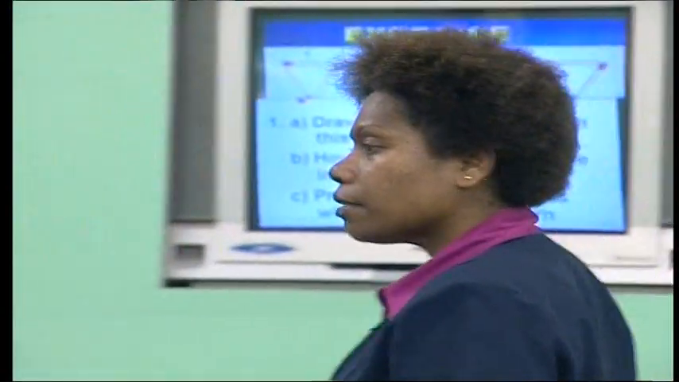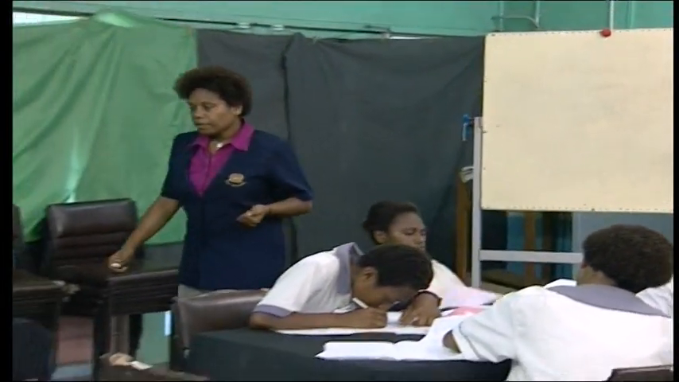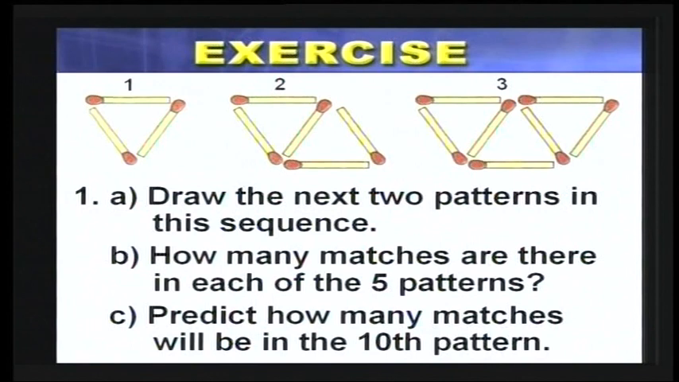Manuel, did you draw something? Okay. That's okay. All right, Donald. Okay, Donald will just show us what he drew for the two patterns.